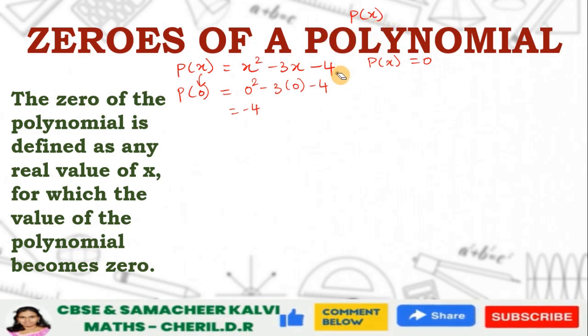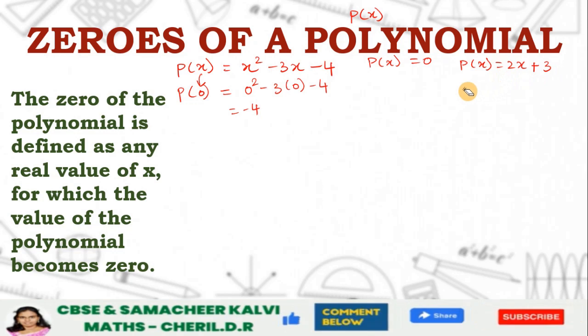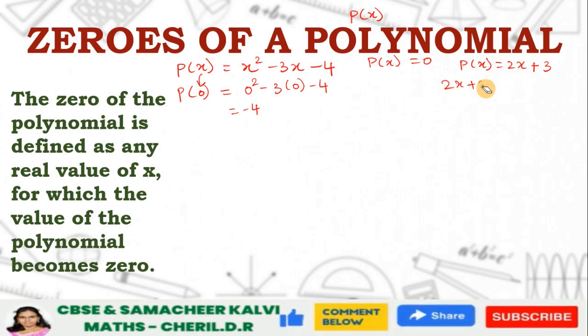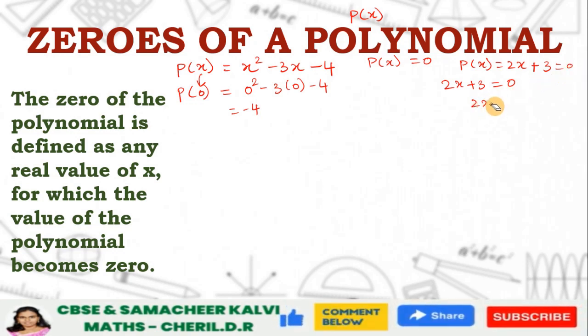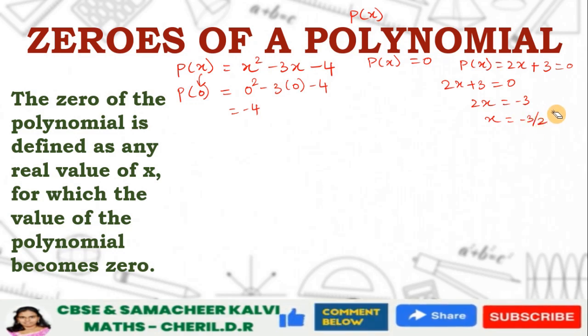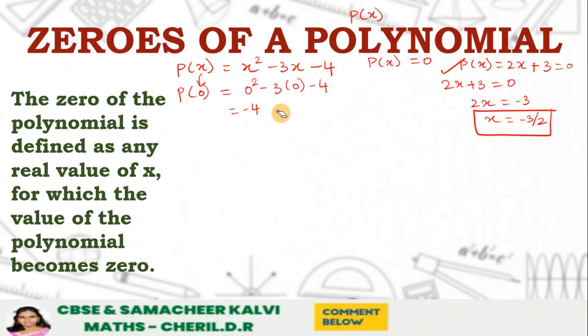For example, if we have a polynomial p(x) = 2x + 3, we need to get some value for x so that p(x) itself will be 0. That means we want 2x + 3 to be 0. Since this is a polynomial of degree 1, that is a linear polynomial, we can very easily do it by equating. So what will you get? 2x = -3, so x will be -3/2.